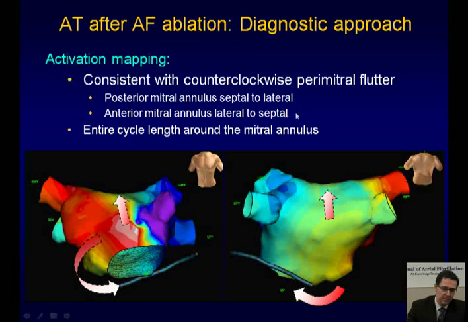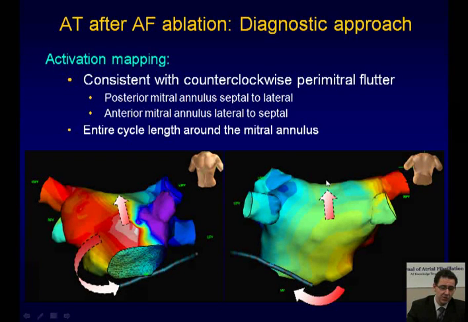Pulling back the catheter more septally, as shown in this next slide, you can see that we get even later signals recorded on the ablation catheter, showing that the activation of the anterior wall of the mitral annulus is from lateral to septal, which is compatible with a perimitral counterclockwise flutter. So the posterior mitral annulus is activated septal to lateral, and the anterior mitral annulus is activated lateral to septal.